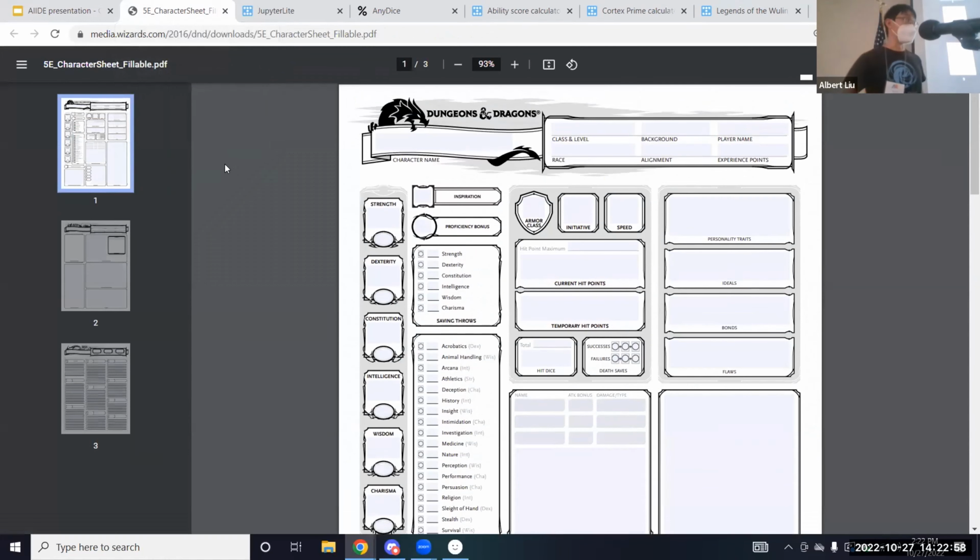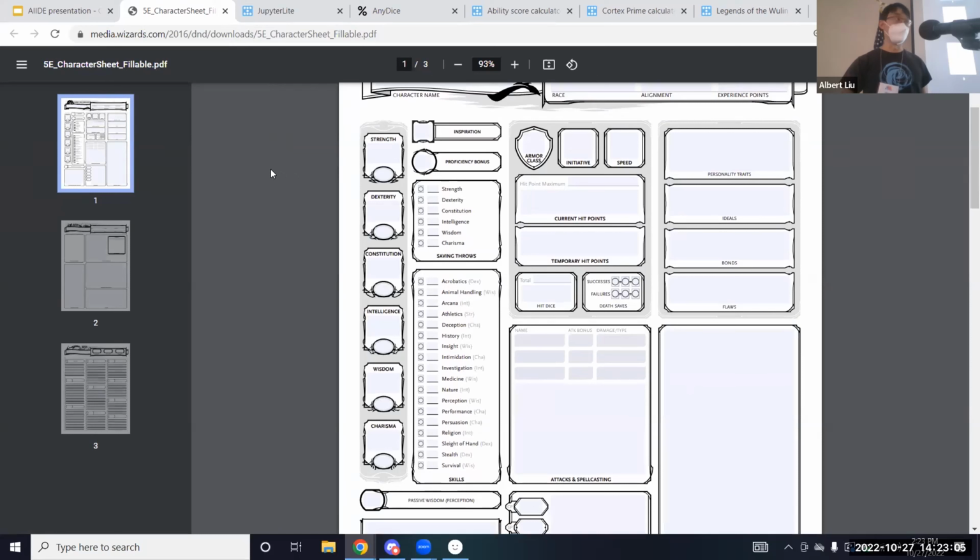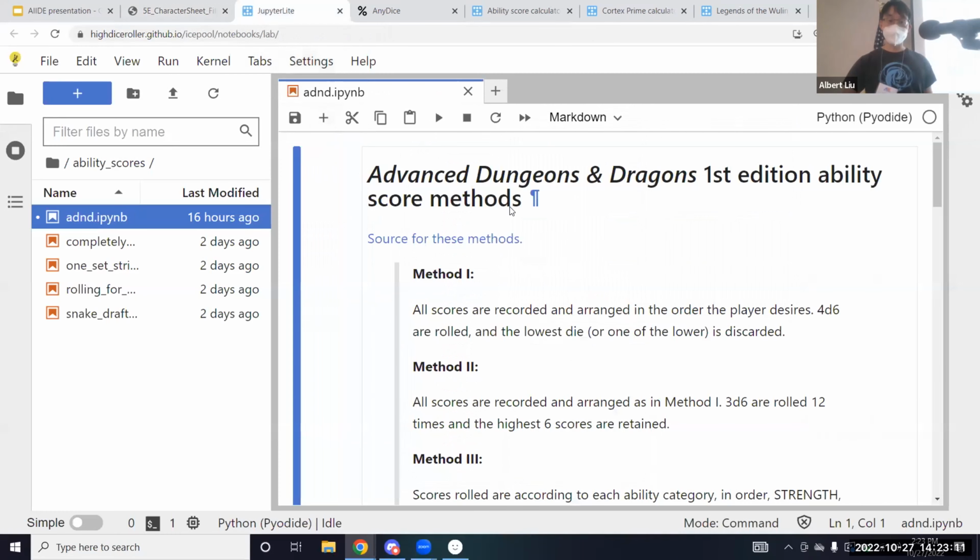So, Dungeons and Dragons. In Dungeons and Dragons, you have characters who have six basic statistics called ability scores: strength, dexterity, constitution, intelligence, wisdom, and charisma. Since the early days of Dungeons and Dragons and up to this day, designers, players, and DMs have come up with various methods of randomly generating these ability scores using dice. There's a couple of them.